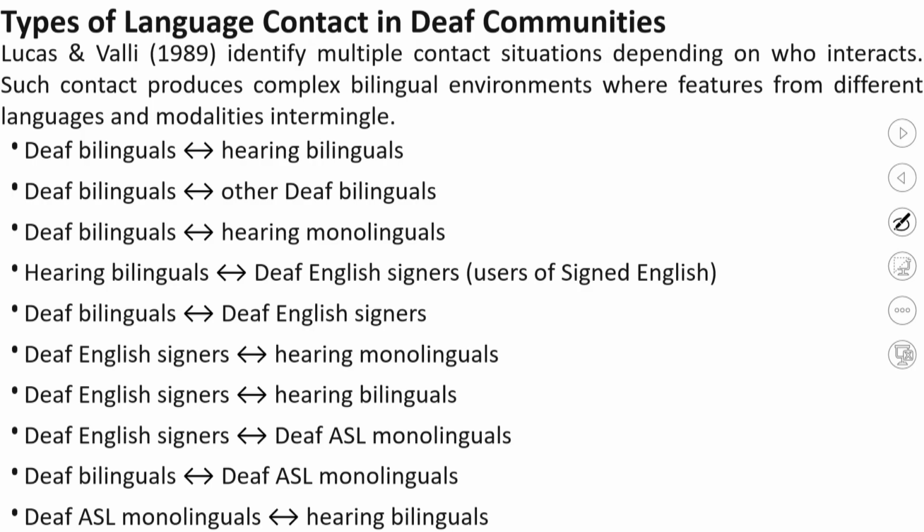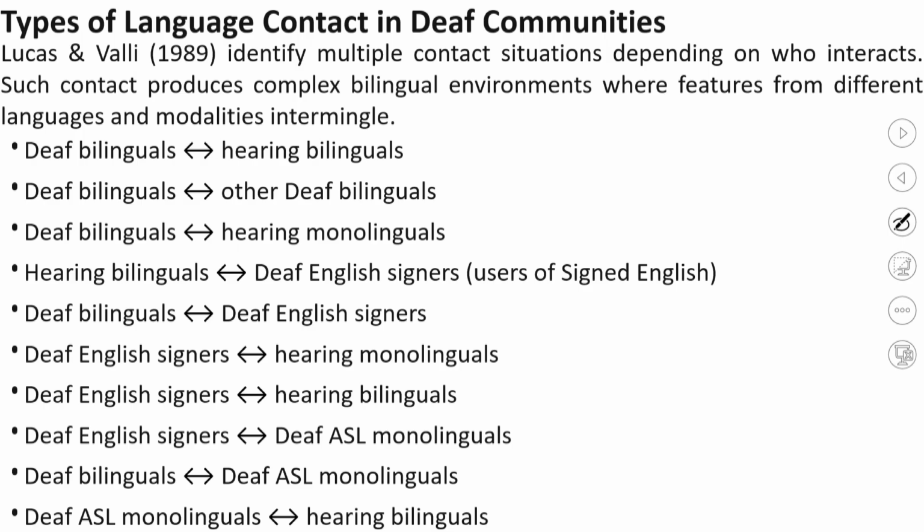Now, the types of language contact in deaf communities, I have listed them here. There are all these different possibilities that exist. So, deaf bilingual, hearing bilingual, deaf bilingual, other deaf bilingual, deaf and hearing monolingual, and so on and so forth. These are the possibilities of different types of language contact in the deaf community. Of course, I have just listed them here, but there are ample research works available on each of them, because each type of bilingual contact or language contact for the deaf community will have a different kind of result.